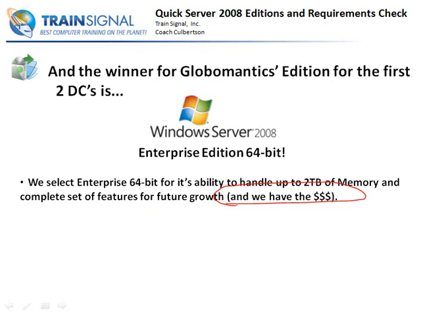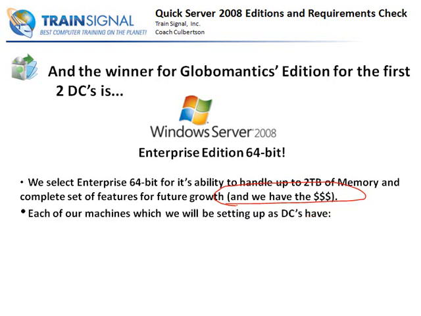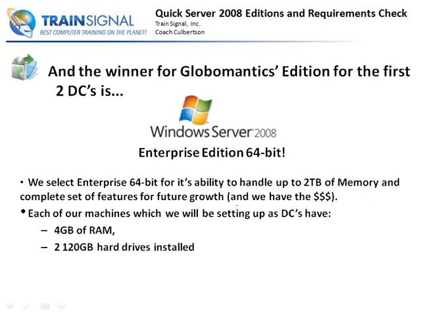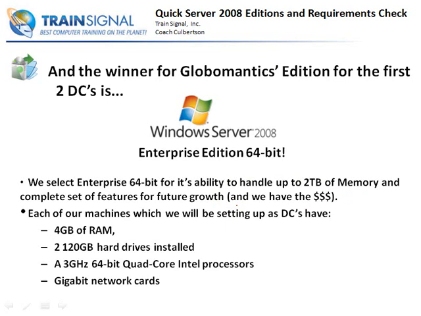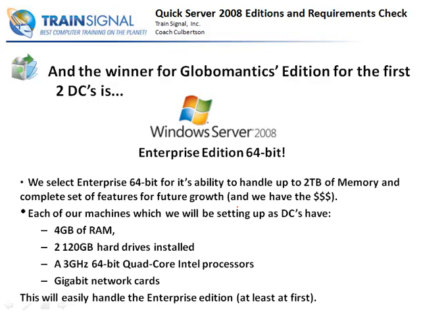Because you saw the prices, right? I mean, they're not cheap. But if you've got the cash, just go ahead and pony up for Enterprise Edition. It's going to be worth it. Now, remember that each of our machines has 4 gigs of RAM, 2 120 gigabyte hard drives, a 3 gigahertz 64-bit quad-core Intel processor, and gigabit network cards. Our hardware is not going to have a problem handling Enterprise Edition.